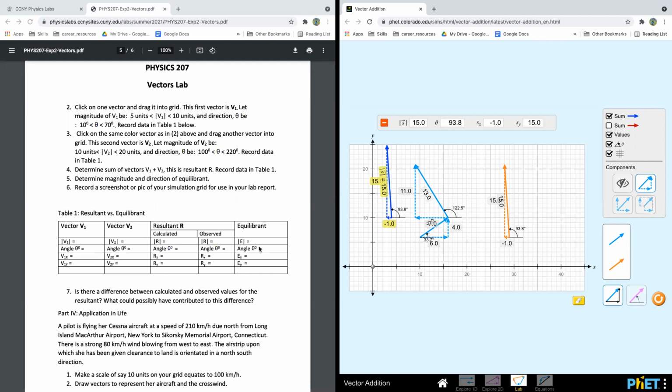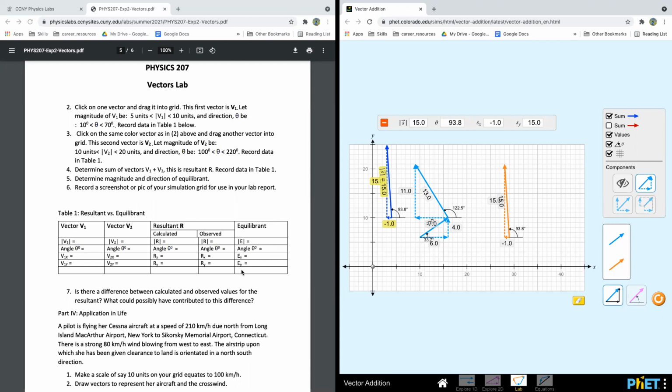And then in the end, you write down the equilibrium. We know the equilibrium is exactly like the resultant, so their magnitude will be the same. The angle will be 180 degrees different. Let's say this one is 93.8. You can minus 180 or plus 180. So the angle will be 93.8 minus 180, and you get the number here. Or you can do 93.8 plus 180 and put the number here.